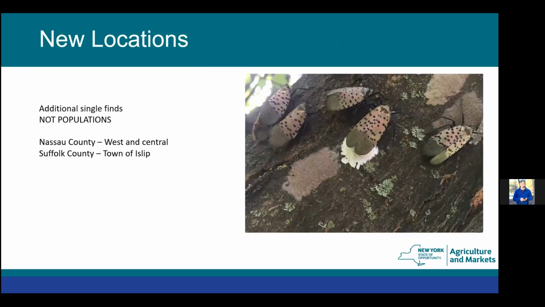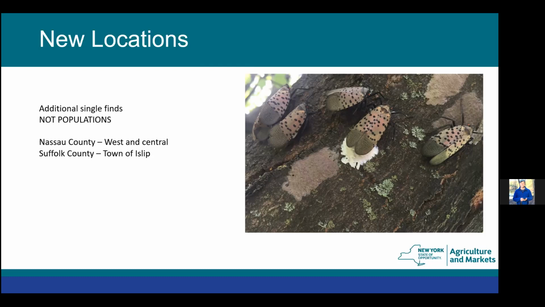So some of the new locations that we're keeping an eye on are Nassau and Suffolk County. Suffolk County especially being concerning because it's close to the grape growing region there. We've had multiple single detection locations in both Nassau and Suffolk County. In Nassau County, it's primarily along the southern coast of Nassau, along some of the beaches, and also the western border with Queens. But again, no populations, just single one-offs.